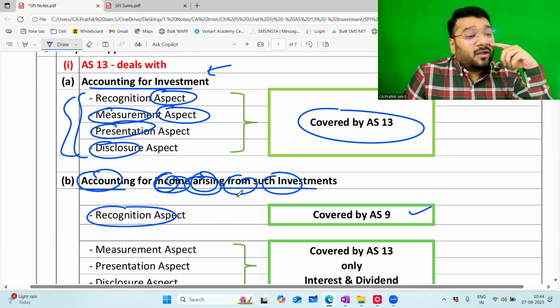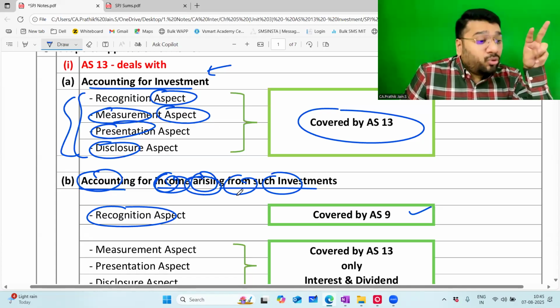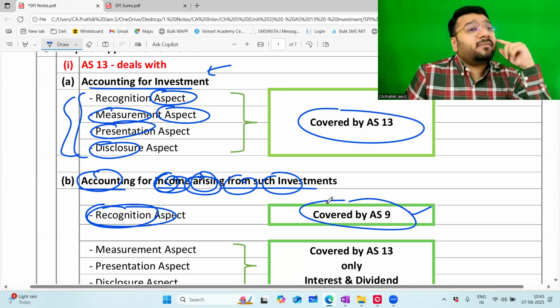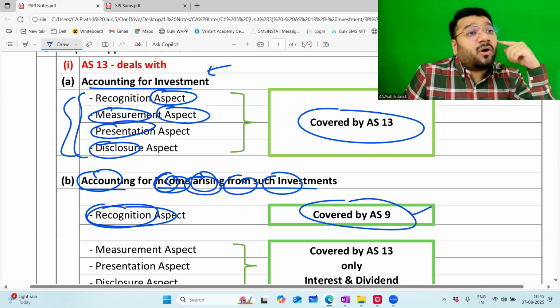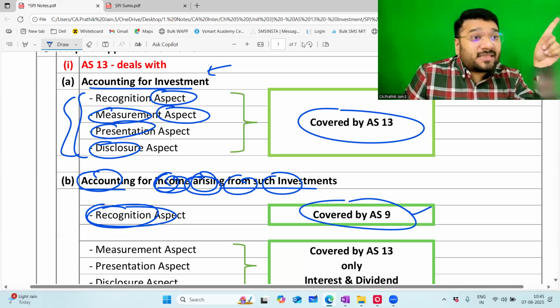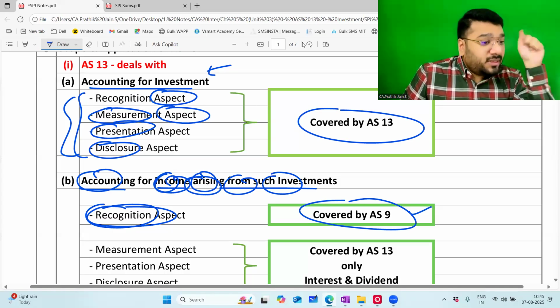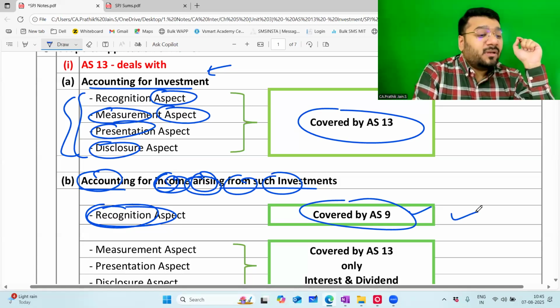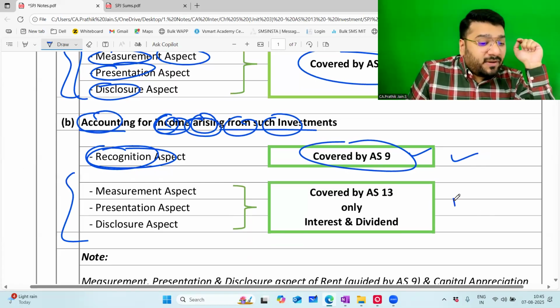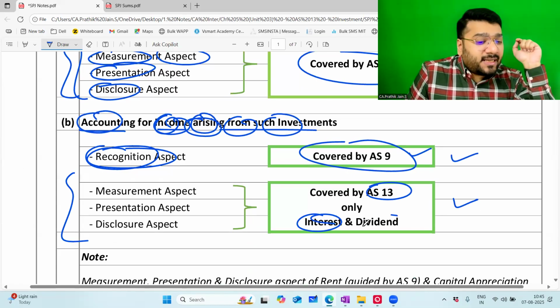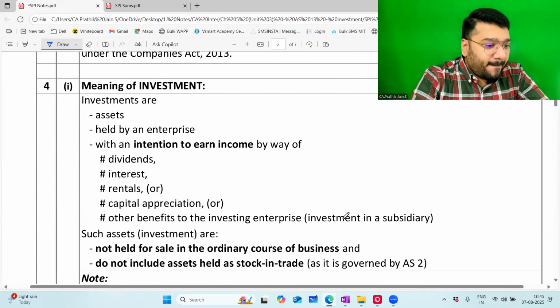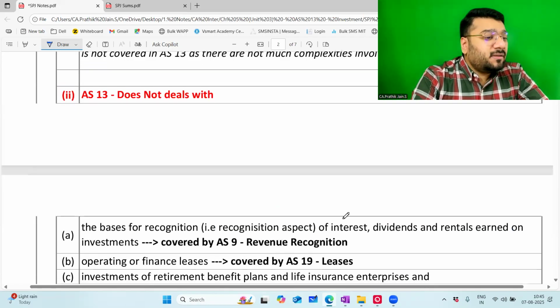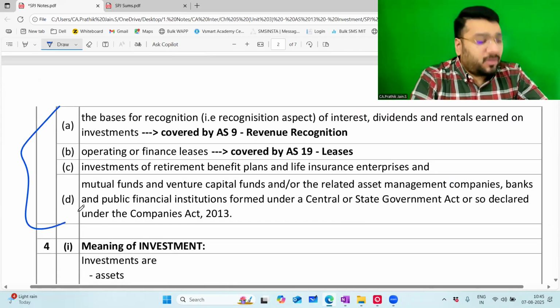In that, for interest and dividend, how to recognize and when to recognize is covered by AS 9. Interest is recorded on a time proportionate basis. Who's saying this? Accounting Standard 9 says it. Dividend should be recorded when the right to receive the dividend is established. So when to record, this information is covered by AS 9. The remaining three aspects, to some extent, are covered in AS 30, with regard to interest and dividend. Any difficulty? Okay. AS 13 does not deal with these items. I'll be discussing that at the end, not now.